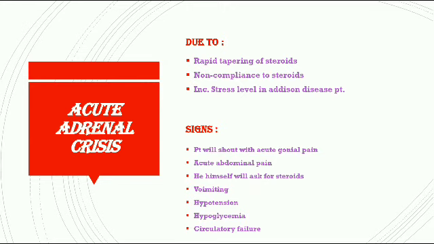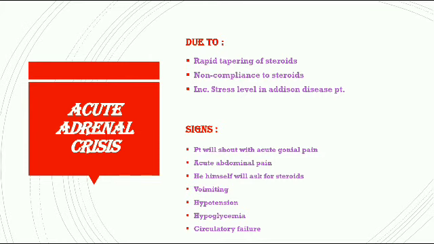What are the reasons which could lead to acute adrenal crisis? There are basically 3 reasons. First is rapid tapering of steroids. That is, if we rapidly taper the dosage of steroids which we are prescribing to the patients, then it can lead to acute adrenal crisis. The second is non-compliance to steroids, that is, the patient is not taking the prescribed steroids well. And the third is increased stress level in Addison's disease patients. All these are the 3 reasons which can lead to acute adrenal crisis.